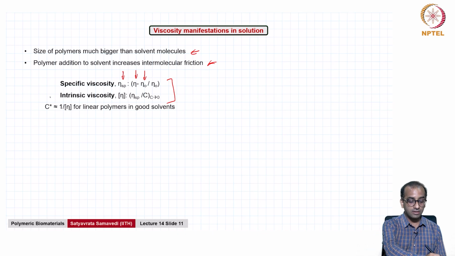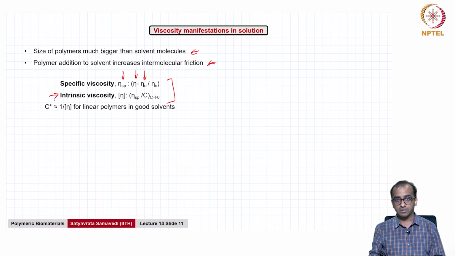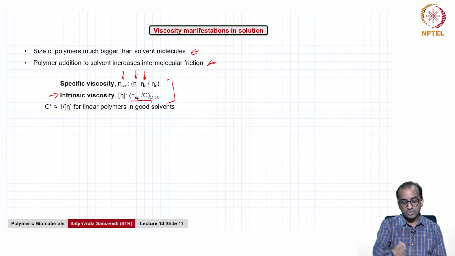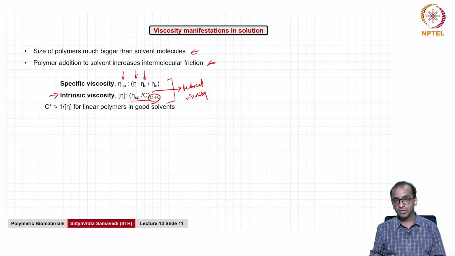Another very important idea here is intrinsic viscosity, which is specific viscosity over C, which is also sometimes called reduced viscosity, at infinite dilution. In specific viscosity, we asked what is the contribution of the polymer to the overall solution viscosity over and above solvent viscosity.